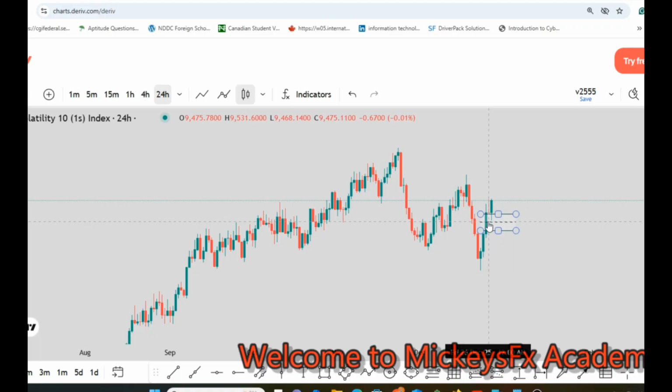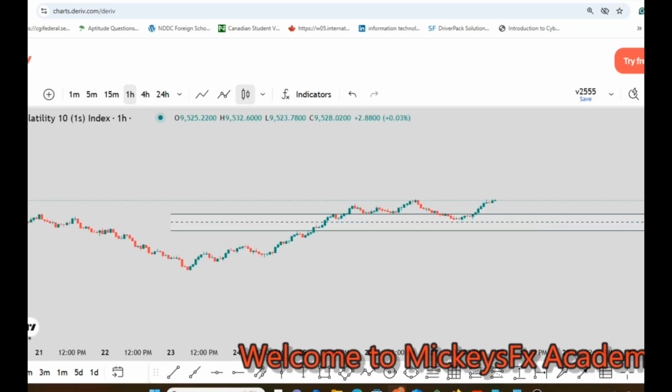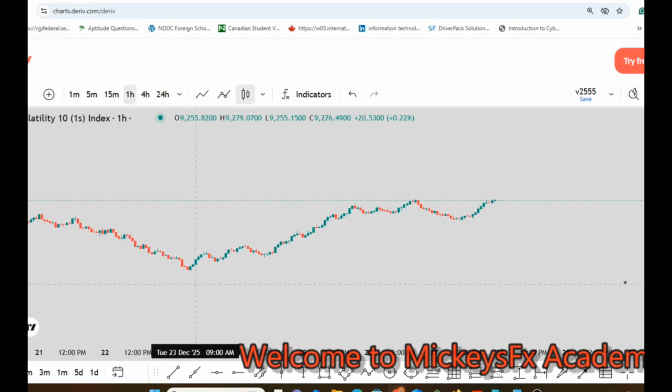Now, the entry time frame that is aligning with the daily time frame is the hourly, the 1 hour time frame. So we will break down to the 1 hour time frame to look for a possible entry. Now looking at the chart, this is how it is on the 1 hour time frame.